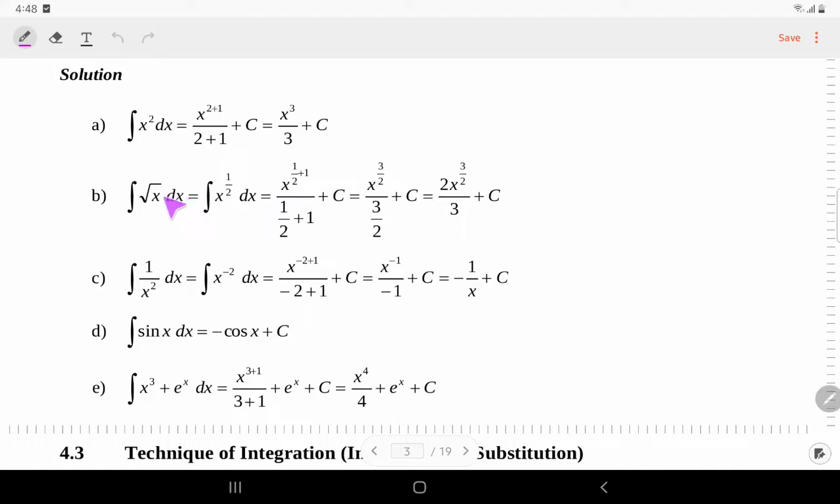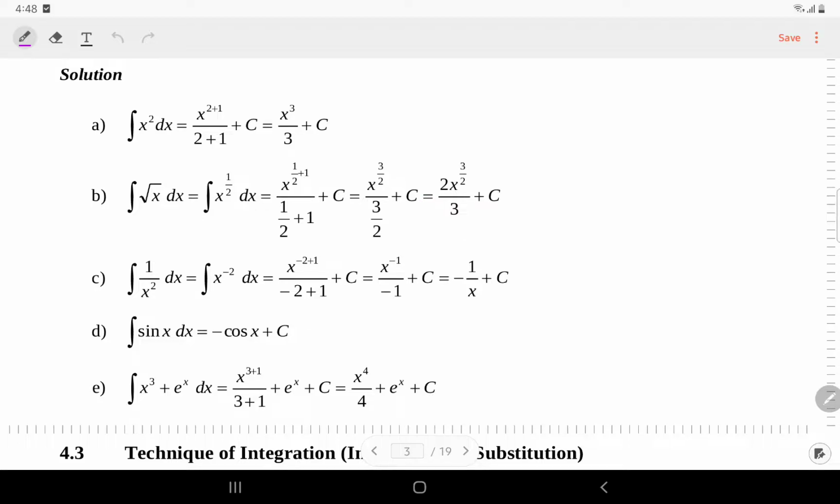Okay, next one, we want to integrate square root x. So square root x is equals x power half. So we will perform the same concept as before. Power dia plus 1 divide by the power plus 1. So x power of half plus 1 divide by half plus 1 plus c. So the answer is x power of 3 over 2 divide by 3 over 2 plus c. So it is equal to x power 3 over 2 over 3 plus c.